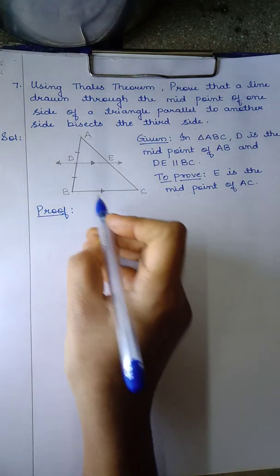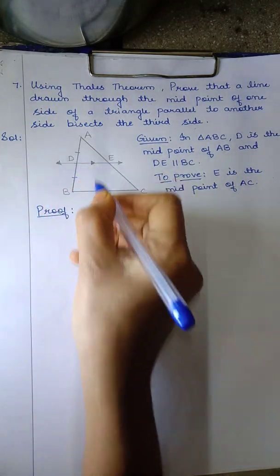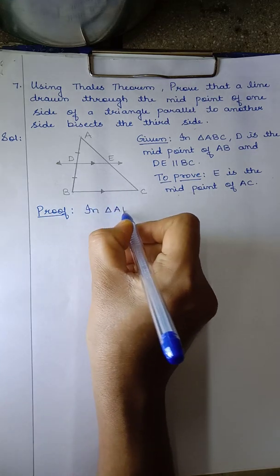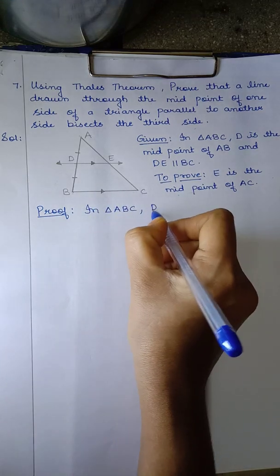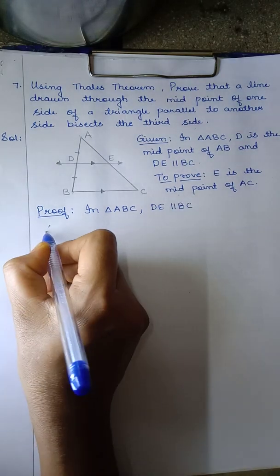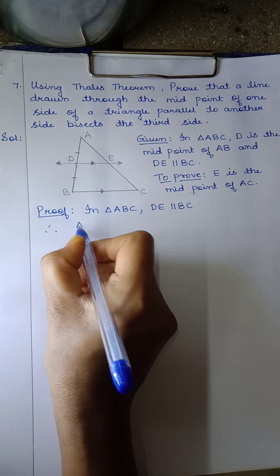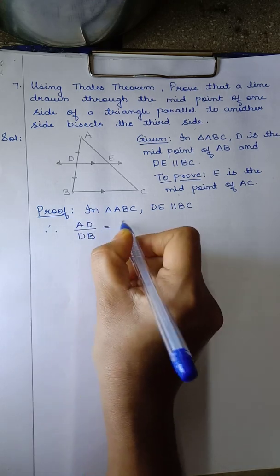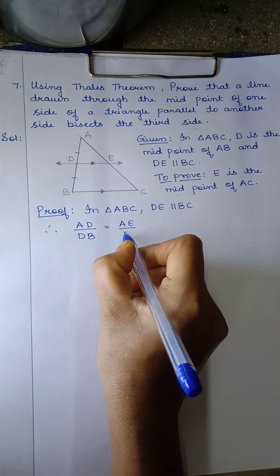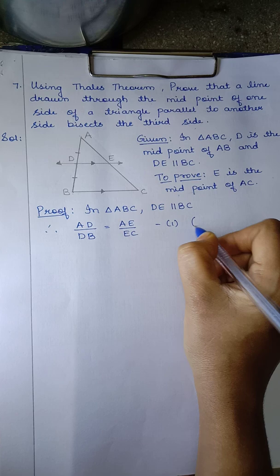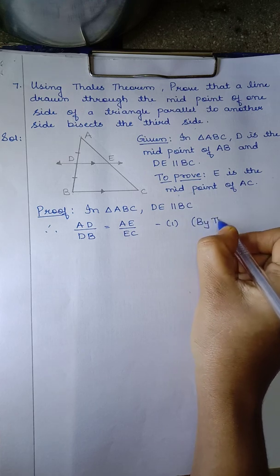Firstly, let us write: in triangle ABC, DE is parallel to BC. It is given. Therefore, by Thales theorem, we will have AD by DB is equal to AE upon EC. Keep this as 1, and this is by Thales theorem.